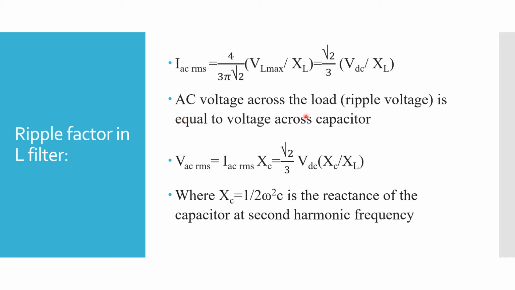Here, AC voltage across the load is equal to the voltage across the capacitor. It is very clear from the figure we have drawn in the earlier slides. So this equation can be written in the form of V AC RMS is equal to I AC RMS into X C, which is nothing but root 2 by 3 V DC into X C by X L, where X C is nothing but 1 by 2 omega square C, that is the reactance of the capacitor at the second harmonic frequency.